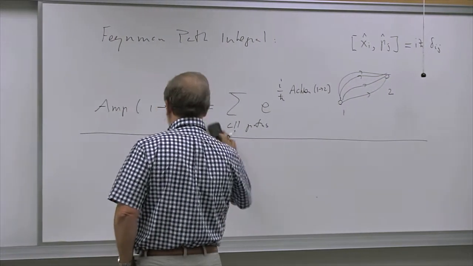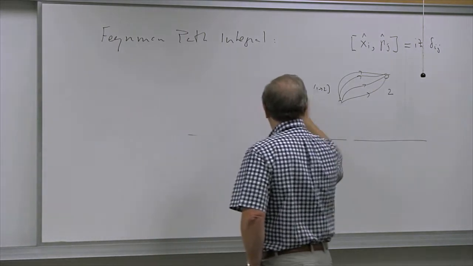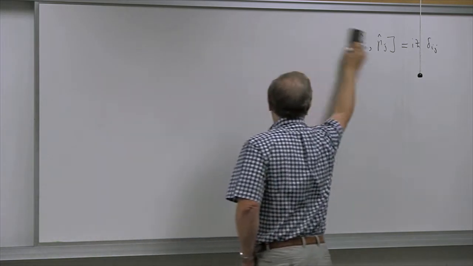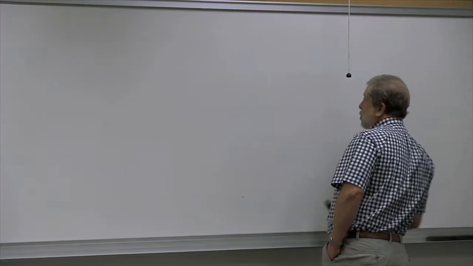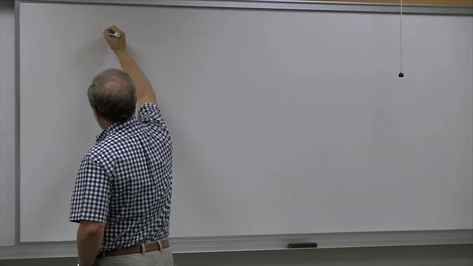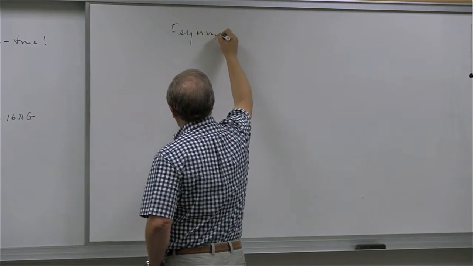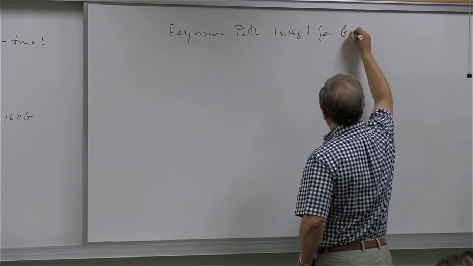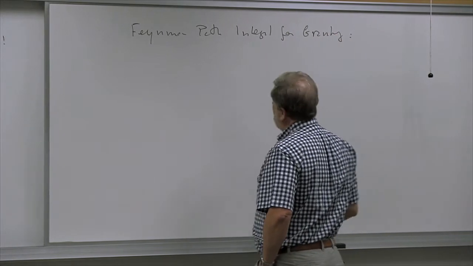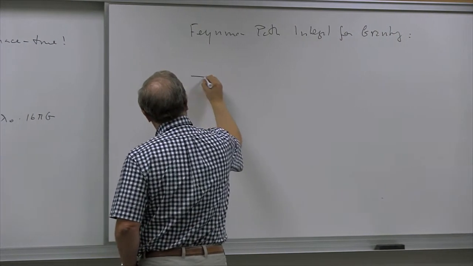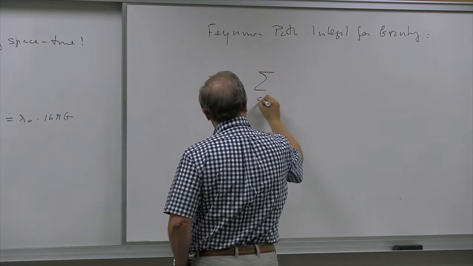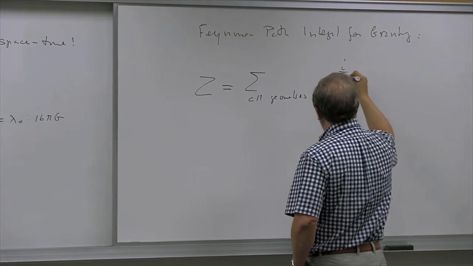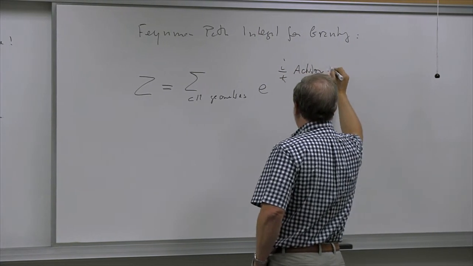And let me actually erase this. If we want to understand what the quantum theory of gravity looks like, then the key object is, again, the Feynman path integral for gravity, right? Which means that, again, Z is the sum over all geometries of e to the i over h bar times the action, right?